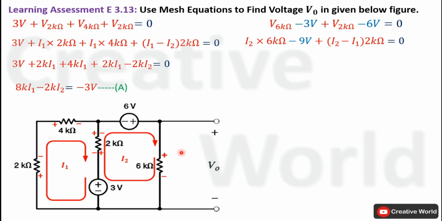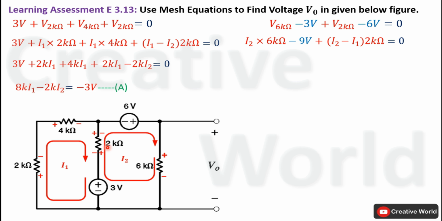Here, because we are taking the polarity notation of voltage across 2 kilo ohm resistance according to the direction of current I2, which is indicating that current I2 will be larger than current I1. That's why we have subtracted current I1 from I2.